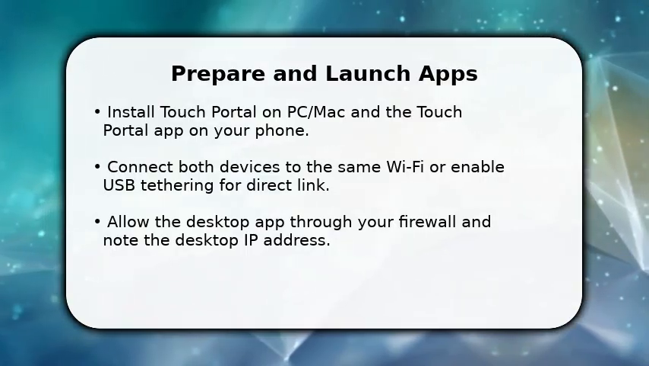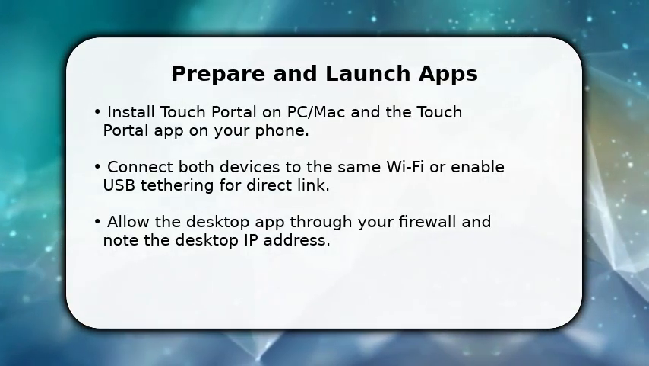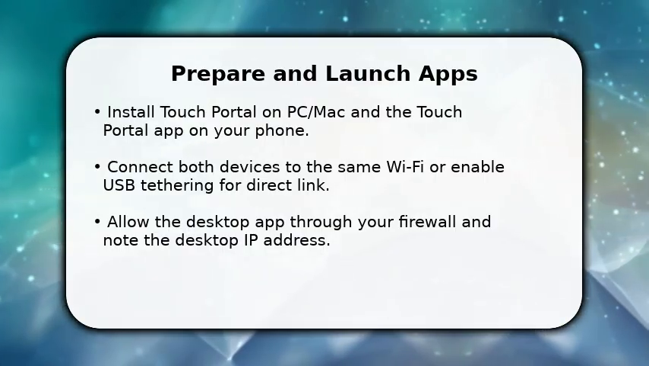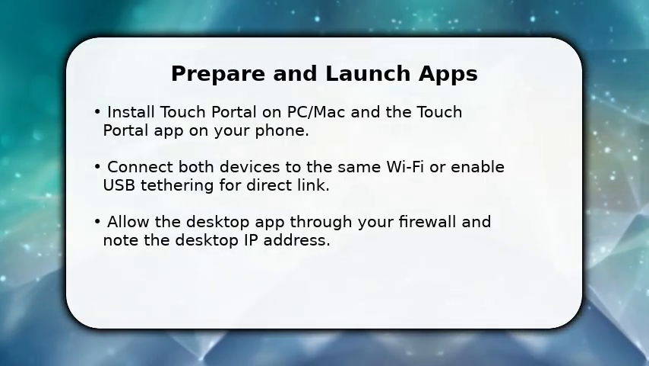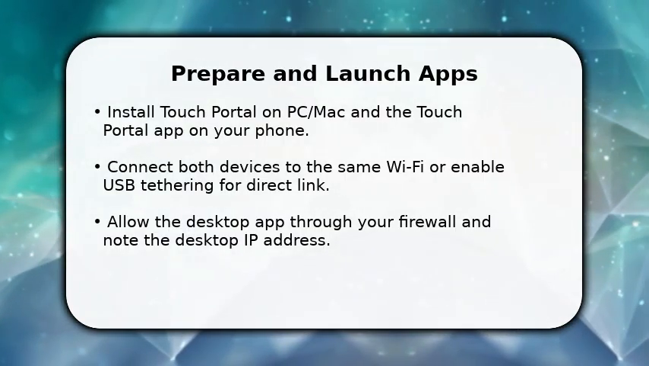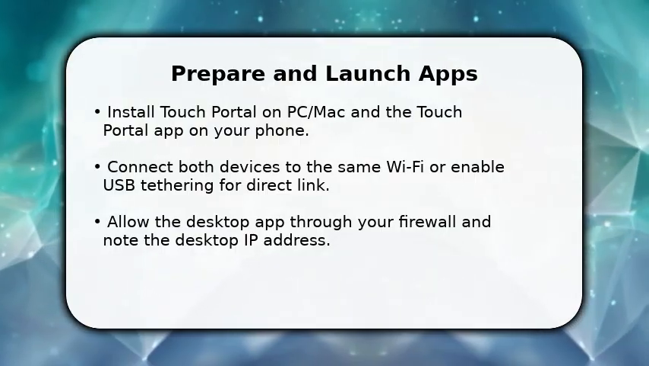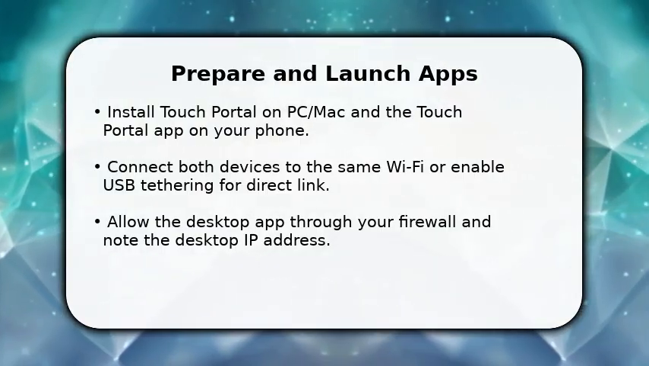Next, open the desktop app and allow incoming connections through your firewall so the phone can reach it. Make sure to note the desktop IP or the displayed pairing code. You will use that in the phone app to initiate the first connection.